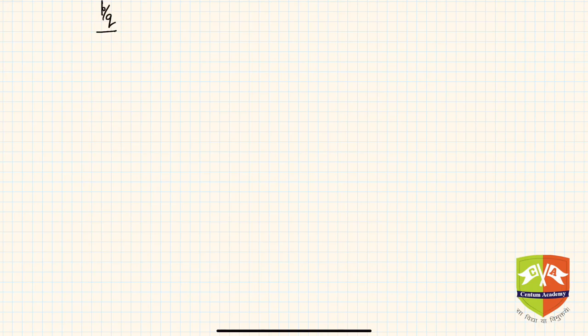So let us say I have to represent root 2 on the number line. Root 2 is an irrational number. This is an irrational number, isn't it? So how do we represent root 2 on a number line?